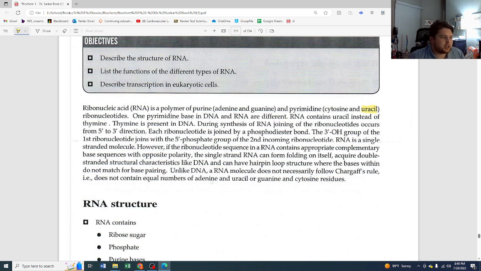where the bases within do not match for base pairing. Unlike DNA, an RNA molecule does not necessarily follow Chargaff's rule, i.e. it does not contain equal numbers of adenine and uracil or guanine and cytosine residues. That is also because a lot of it is single strand, or parts of it can be complementary, but not all of it necessarily is. Remember, Chargaff's rule states that the amount of adenine is equal to the amount of thymine, and the amount of guanine is equal to the amount of cytosine.